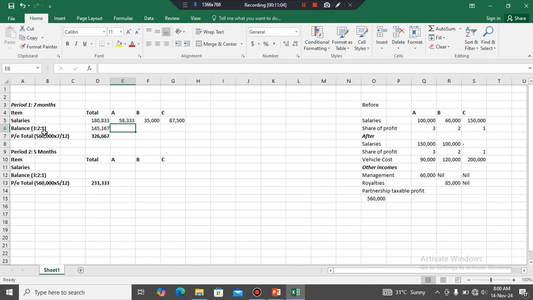So 3 divided by 6, multiplied by 145,167. It's giving us 72,584. And then we've got 2 divided by 6 multiplied by 145,167. It's giving us 48,389. And then the balance, 1 divided by 6 multiplied by 145,167. It's giving us 24,195. Then we find the totals now.